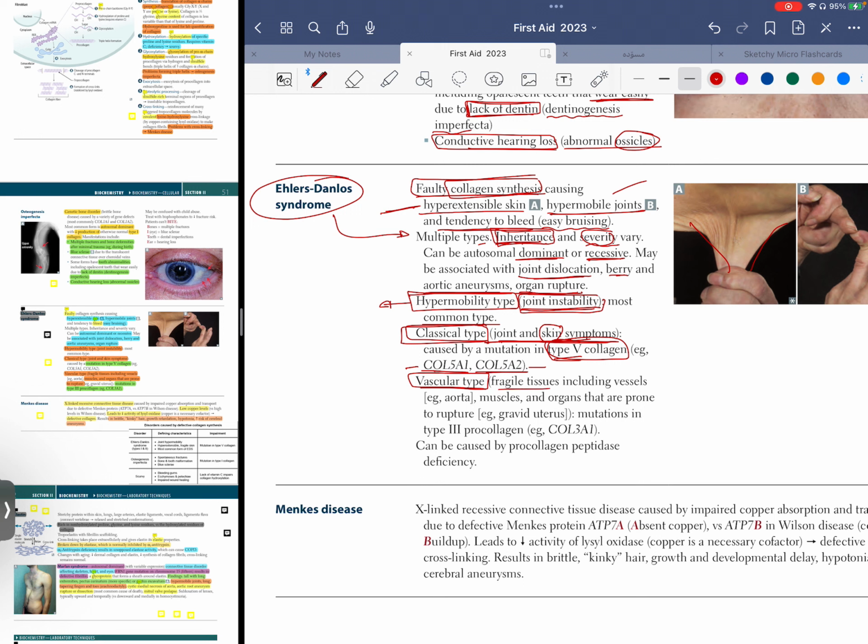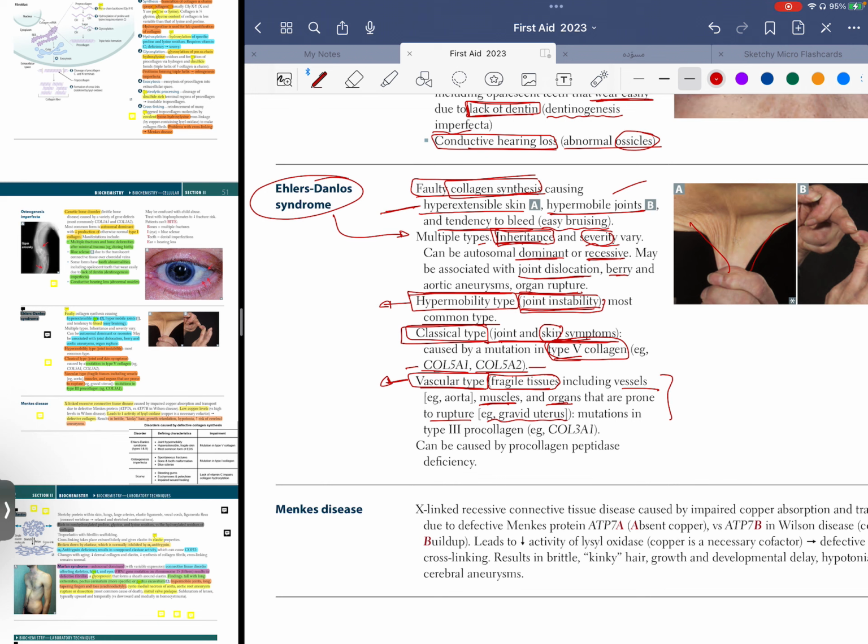And it causes fragile tissues, including vessels like the aorta, or some other tissues like muscles and organs that are prone to rupture, just like a gravid uterus. So again, it's a vascular type. It causes fragile tissues, just like the vessels. For example, the aorta and the muscles and the organs that are prone to rupture, just like a gravid, like a big full uterus.